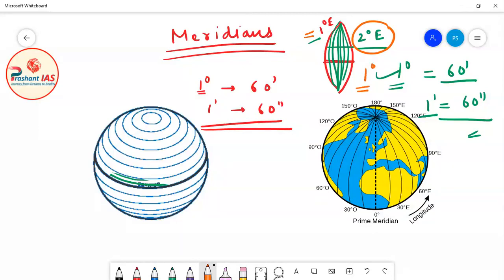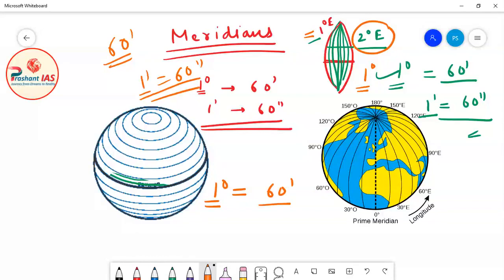Then you have to draw 60 more lines between them, which means they will be divided into 60 minutes, and each minute will further be divided into 60 seconds. Now I hope you are getting this concept. So we can summarize that each degree of latitude as well as longitude is further divided into 60 minutes, and each minute is further divided into 60 seconds. In this way, we are able to get the precise and exact location of a place.